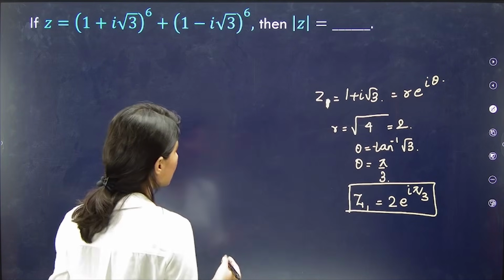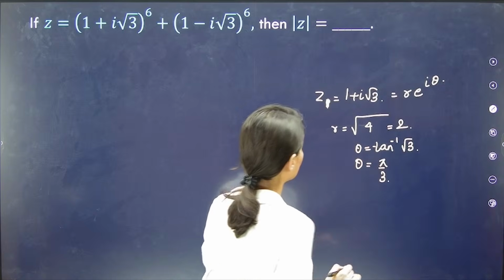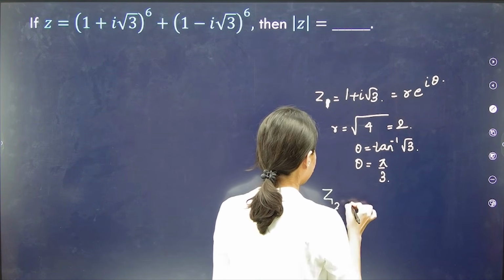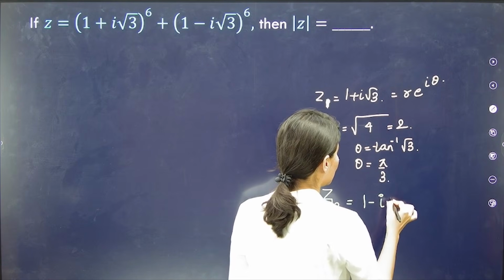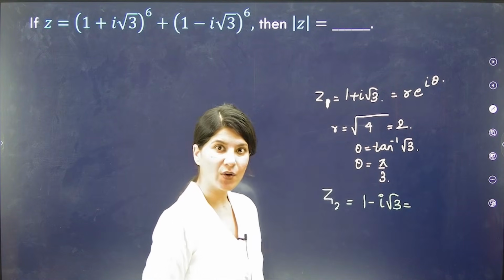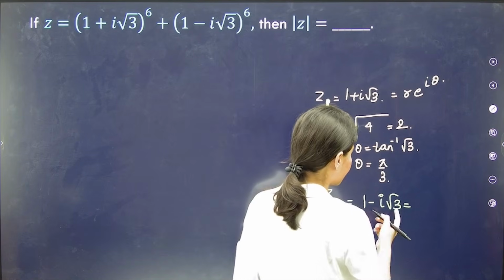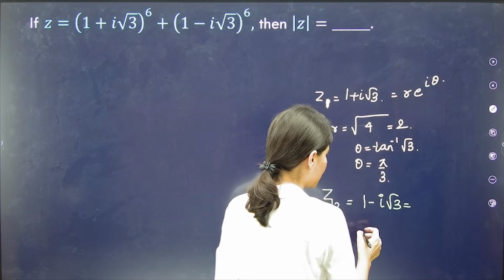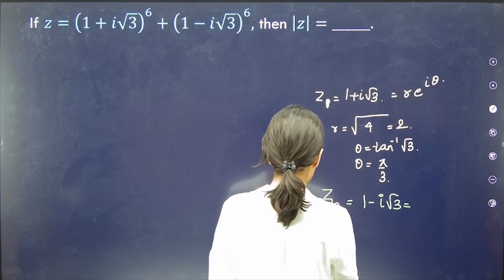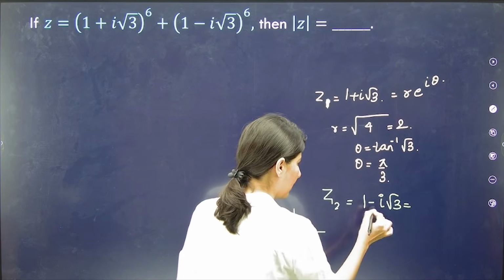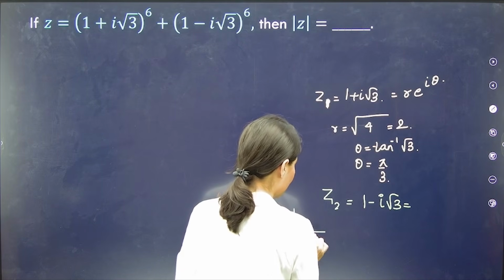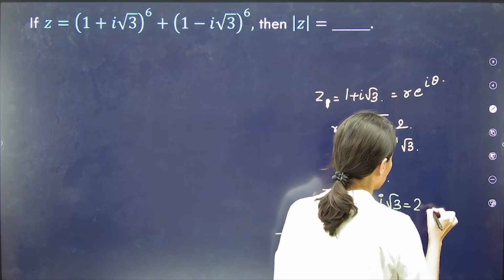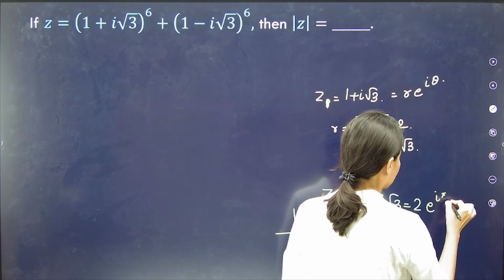Similarly, let's talk about z2. z2 is equal to 1 minus iota root 3. Correct? Now again, this is lying in which quadrant? x is positive but y is negative: x positive 1 and y minus root 3. So the fourth quadrant. So the argument is minus pi by 3 and r is 2 only. So this is 2 e raised to power iota times minus pi by 3.